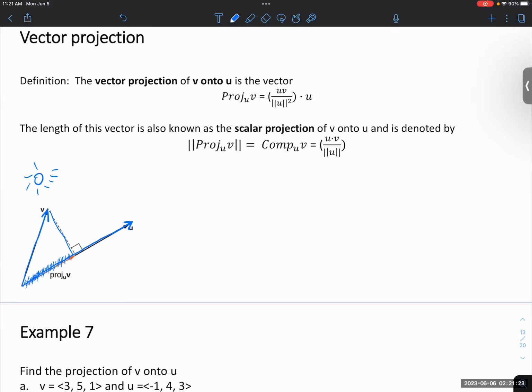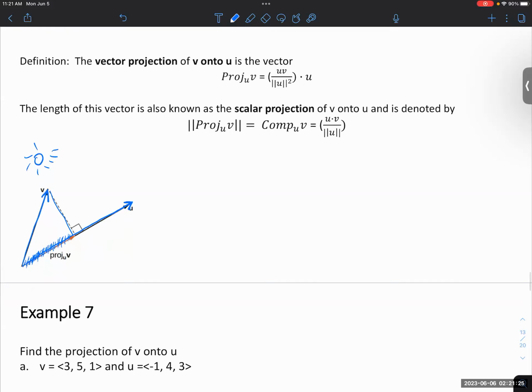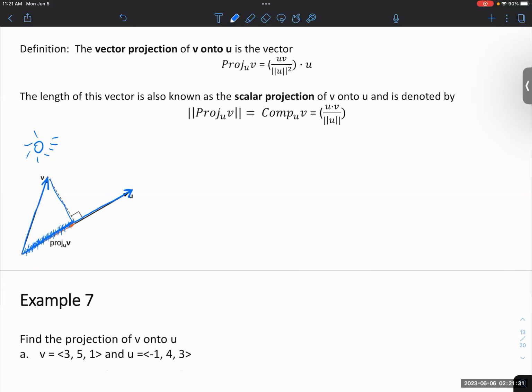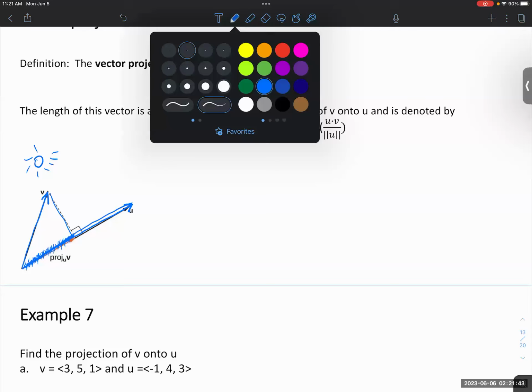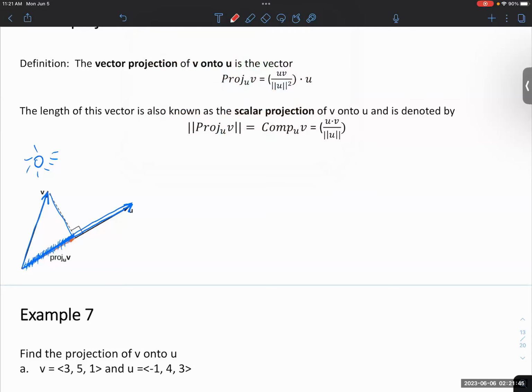Does it make sense? To find this length, we're going to use a little bit of the dot product concept. So how do we read this one? We call this the projection of v onto u. So this is the u vector. This v vector, you see that this v vector projects onto u.